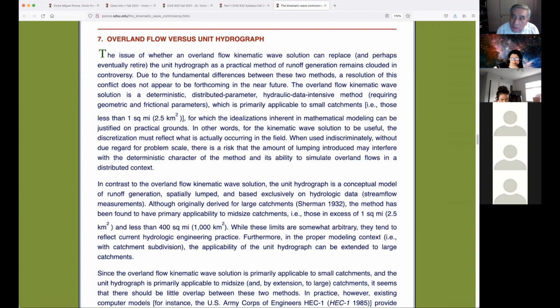So that's one thing. Now, what in the middle? What happens in the middle? What happens if you have a basin that's a couple square miles and you feel like you got all the data and you can do the calculation with both? At that point, you're on your own because you're going to do a calculation with the overland flow, you're going to do a calculation with the unit hydrograph, and they're going to be different.